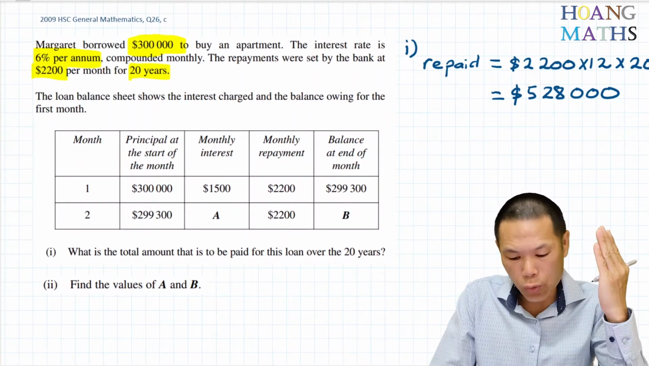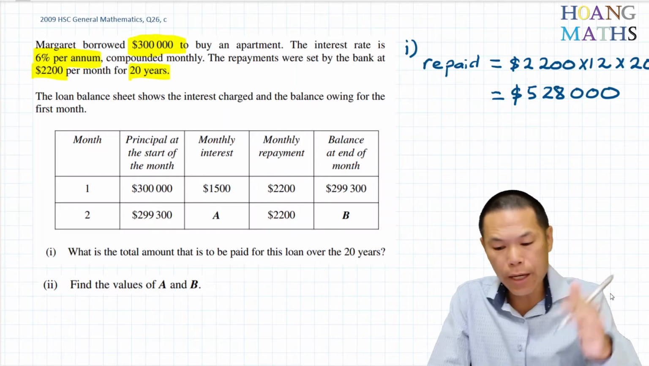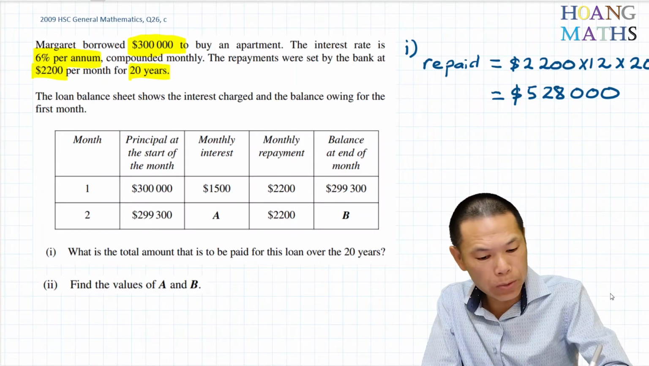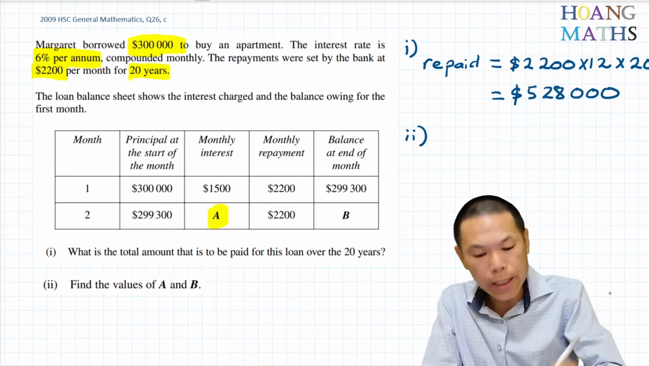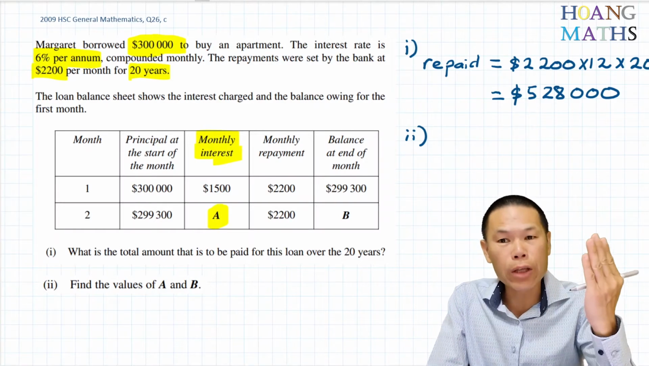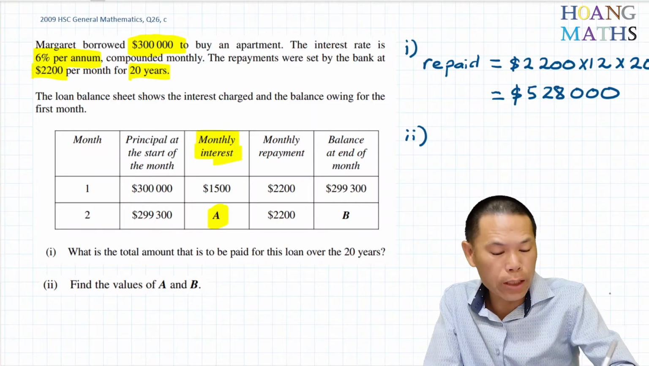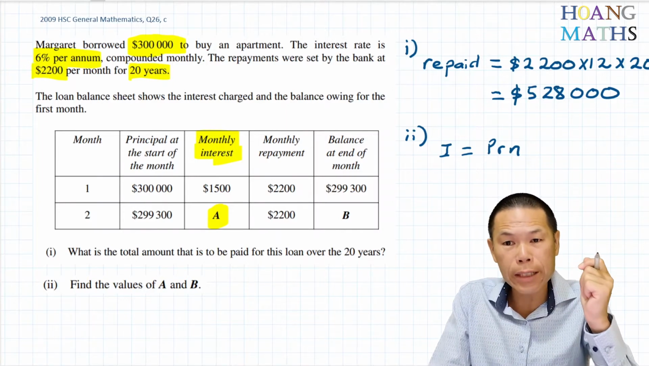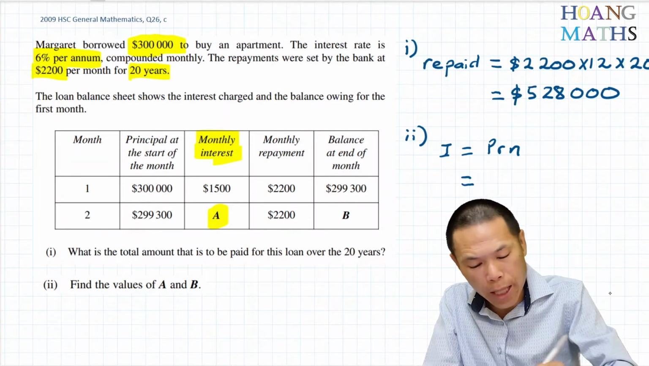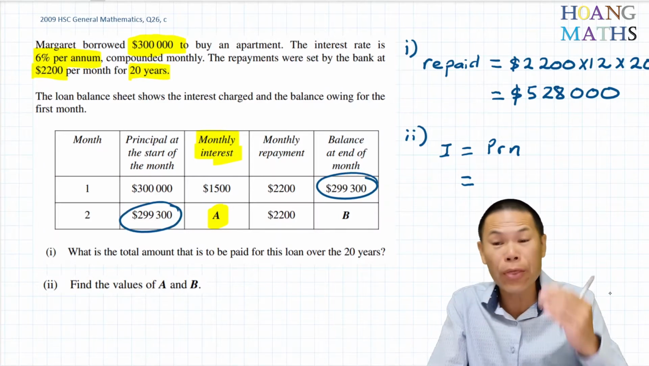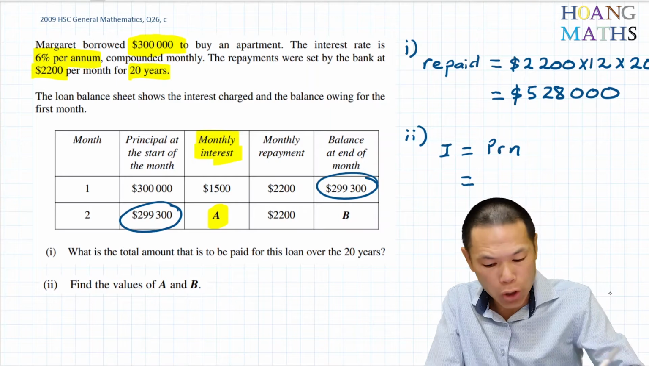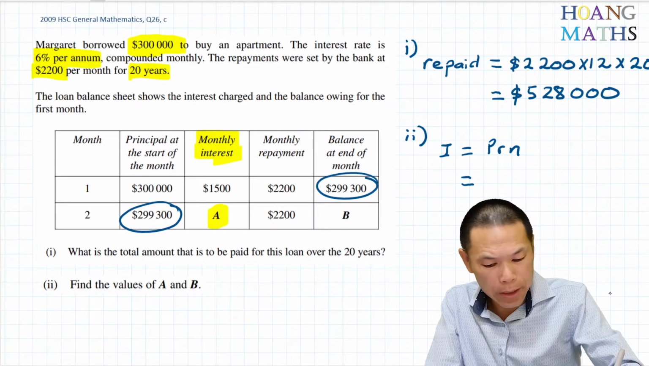Part 2. So we need to find the value of A and B. So the value of A is the interest. To work out the interest, we know that the interest I is equal to PRN. P is the amount of money that she owed at the end of the first month, or at the beginning of the second month, if you like. That is how much she owed. So that is P.